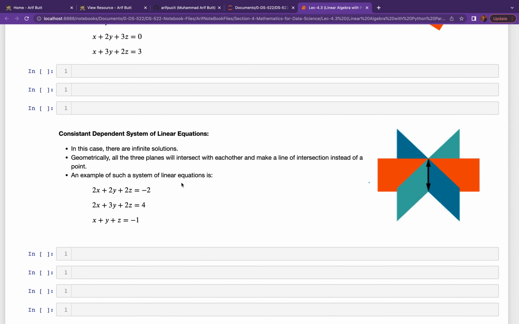A consistent dependent system of linear equations means there are infinite solutions. An example of such a system of equations is shown over here. And this image shows the three planes intersect in such a manner that they make a line of intersection instead of a point.